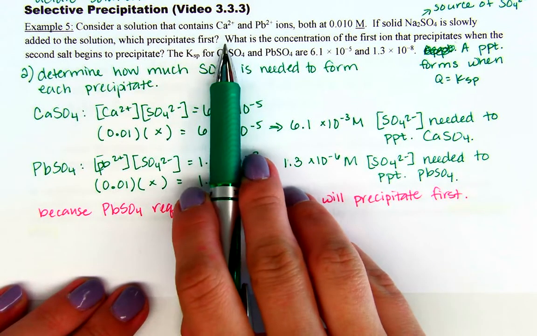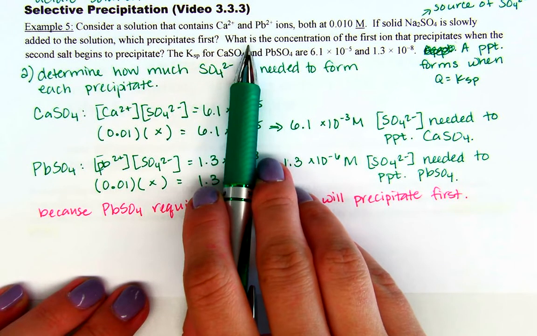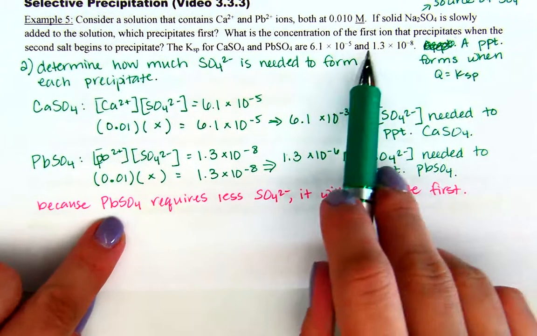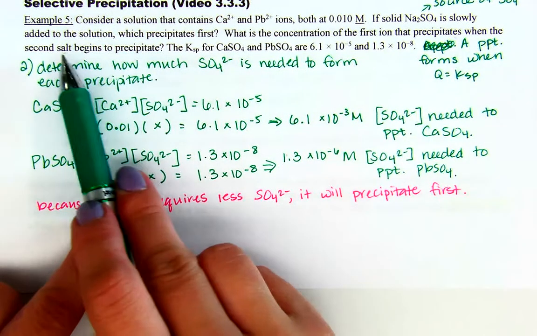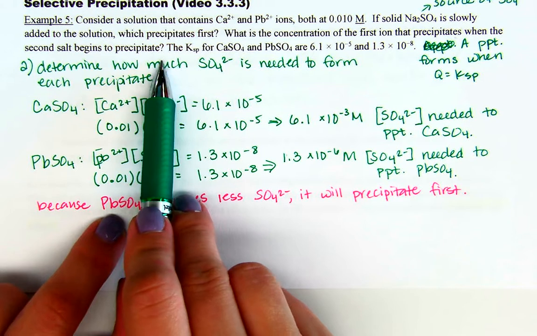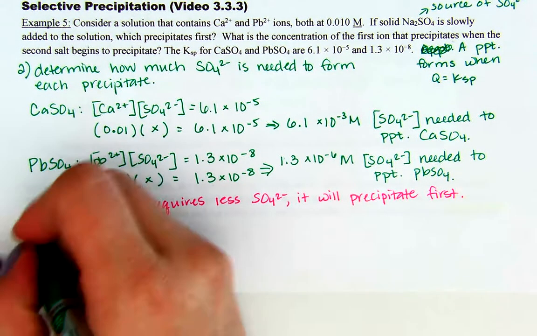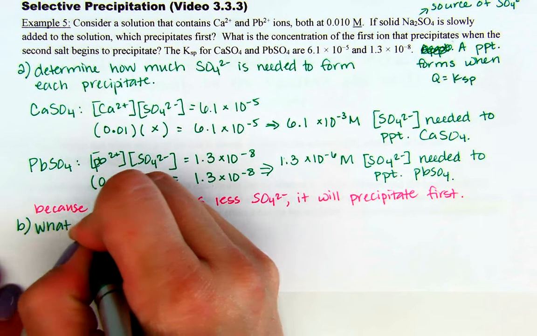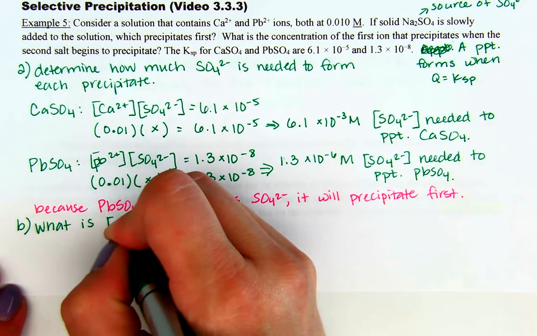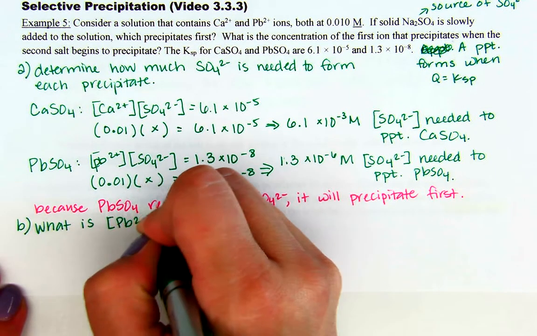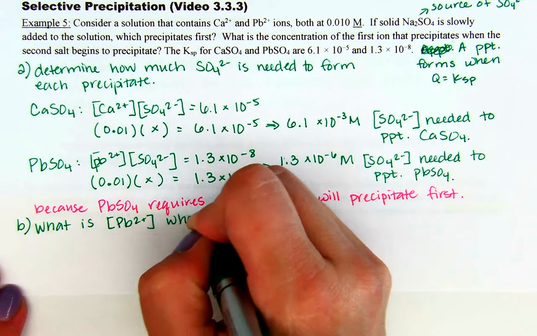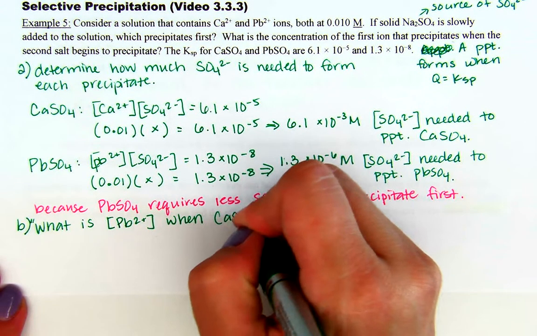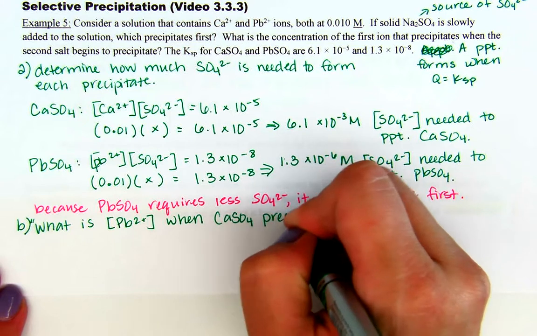Now we have a second part. What is the concentration of the first ion that precipitates? So what is the concentration of lead sulfate, because that's the first to precipitate, when the second salt begins to precipitate? So let's rephrase that. Part B. What is the concentration of lead when, let's put quotes around this, when calcium sulfate precipitates?